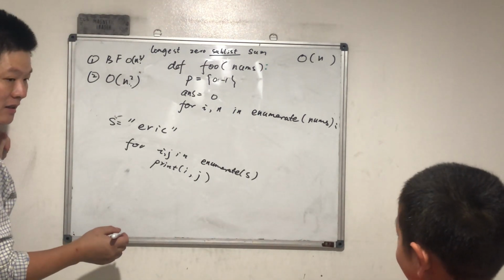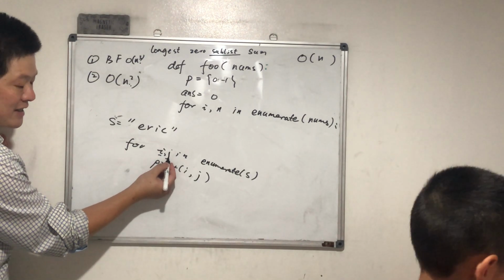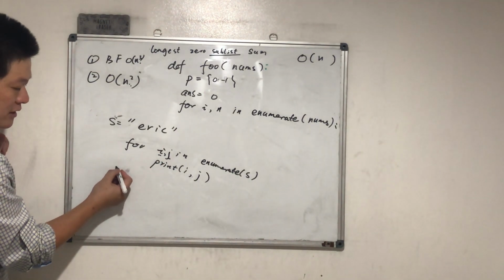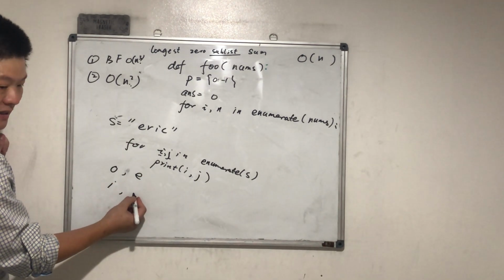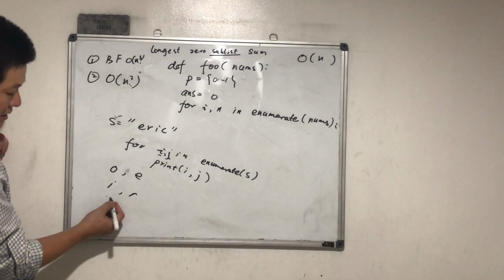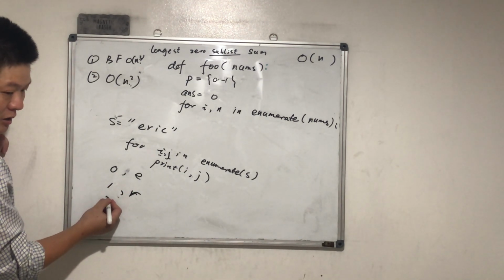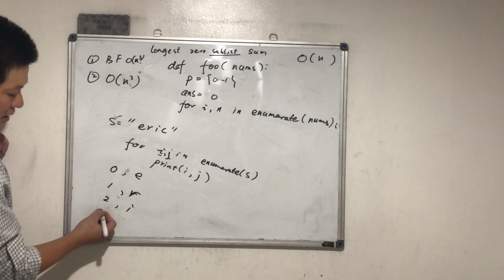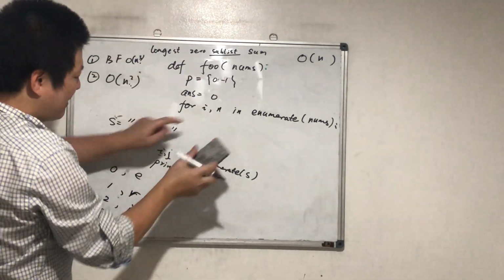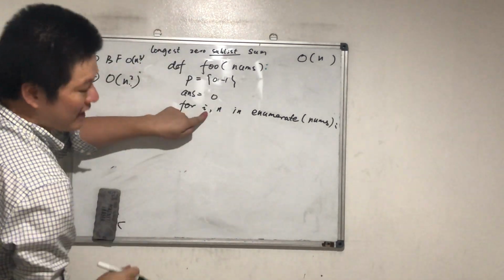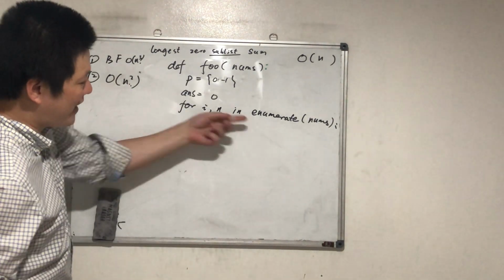Enumerate, remember we talked about enumerate. This is the index, this is the value. So look, index 0, E; 1, R; 2, I; 3, C. Exactly. So look here, i will be from 0, incrementing, and n will be the actual value.